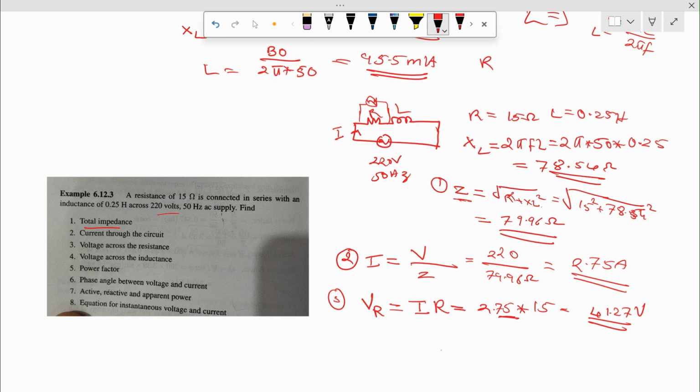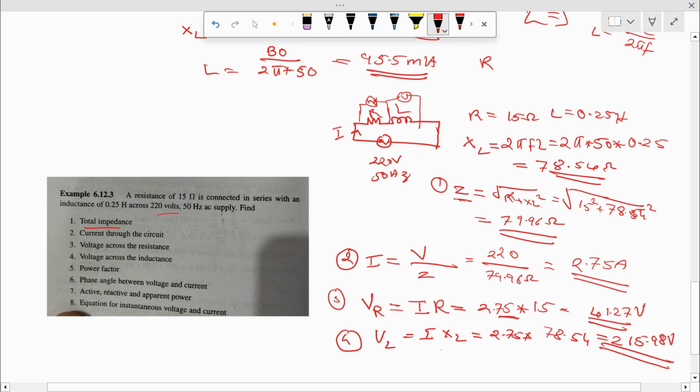So what is the next part? The next part is the voltage across inductance. We call it VL. If you put a voltmeter across the inductor, what will be its reading? How will we calculate? We can calculate it as I into XL. What is I? 2.75, into the value of XL, which is 78.54. So it will be 215.98 volts. We got the voltage across the inductor.